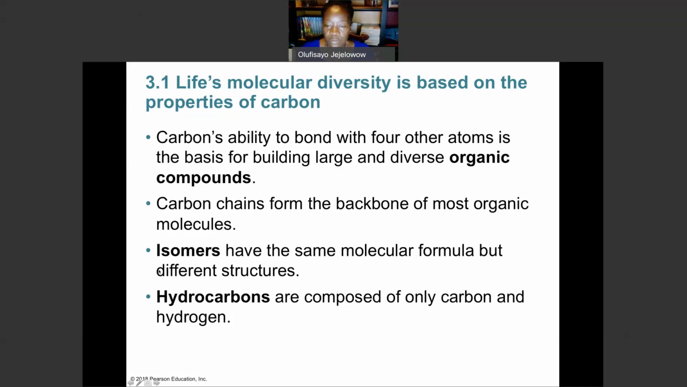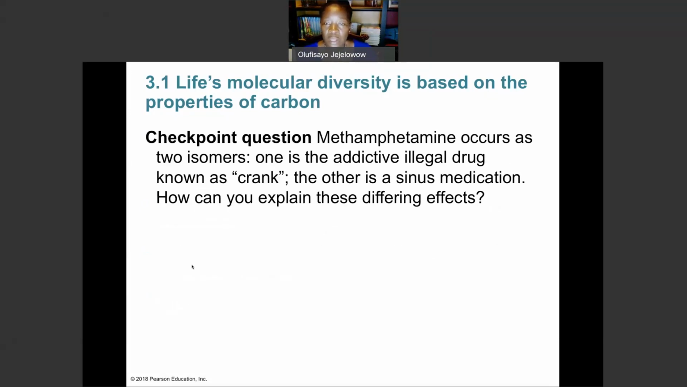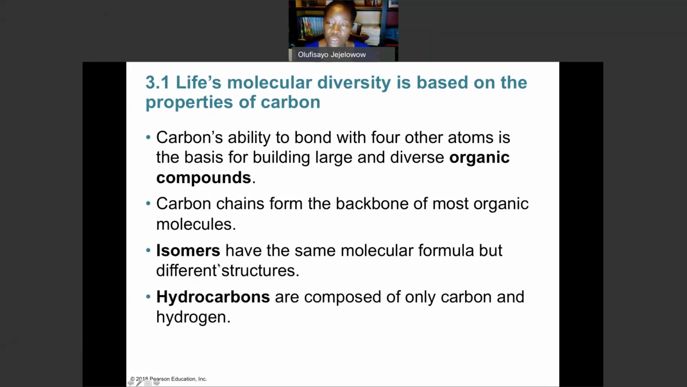What are examples of isomers? Let's look at the structural illustrations. As for isomers, the molecular formula remains the same and the structures are rearranged. The different arrangement in structures confers different properties to the molecules. And so these have implications in biology.